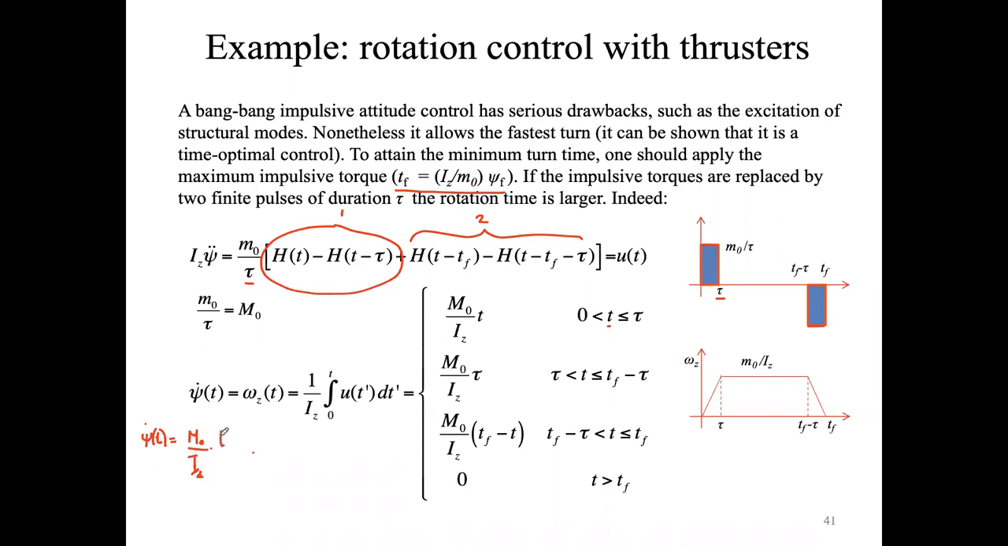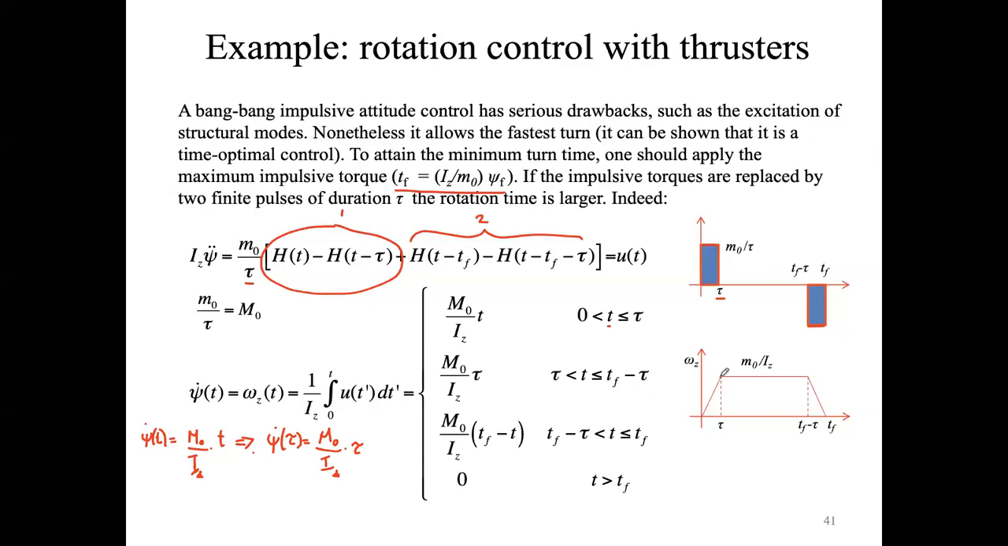Since it is the integral between 0 and time, this will be a linear trend. It means that from 0 to tau, the thrusters are applying a constant torque, and the angular velocity of the spacecraft is increasing linearly. So you have a constant acceleration that gives a linear trend of angular velocity up to the time tau. At time tau, psi dot will be equal to m0 divided by the moment of inertia times tau. Tau, as we said, is a constant. At that time, the torque is not acting anymore, so we don't have an acceleration given by the thrusters, and the spacecraft is going to stop accelerating.